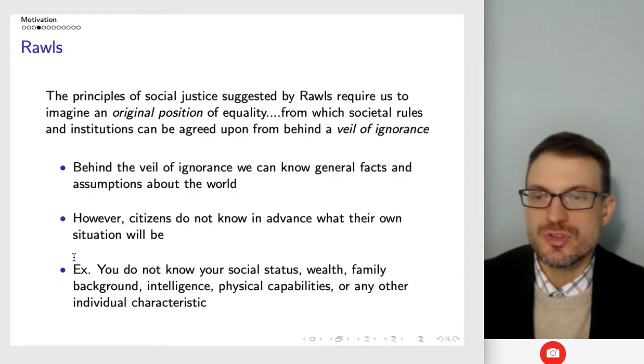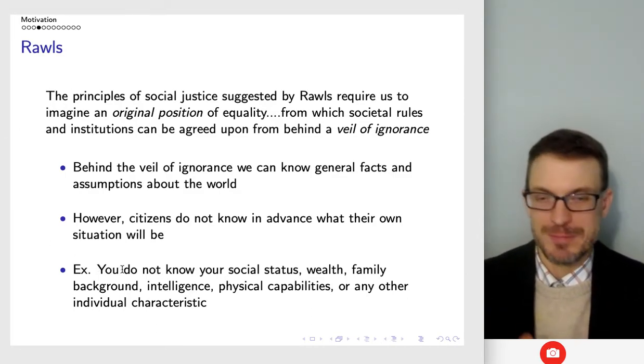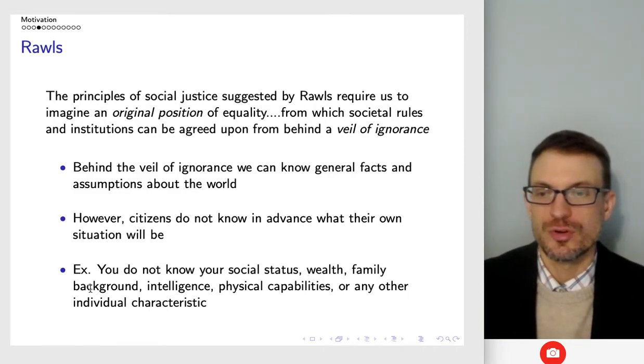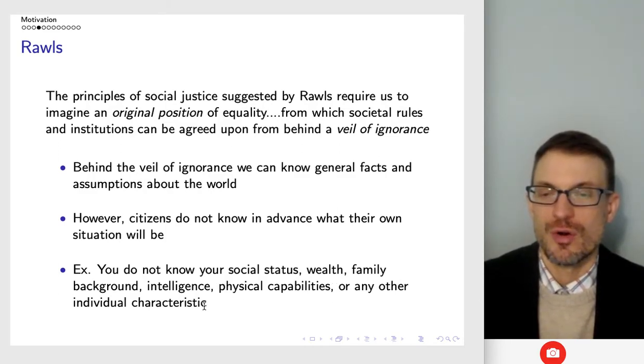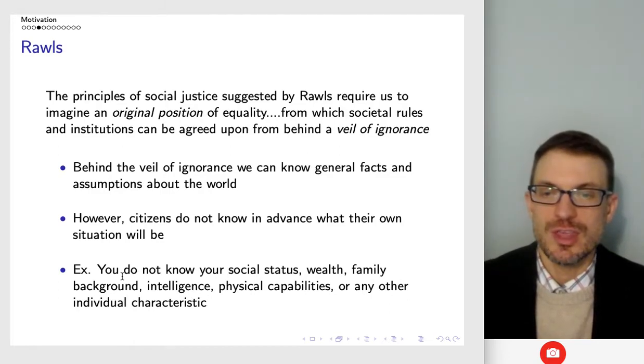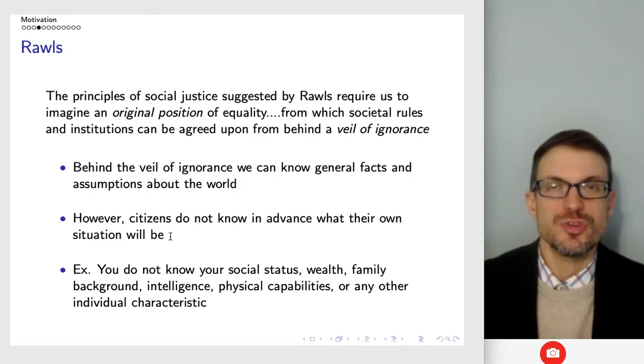So suppose you do not know, in the original position, at our starting point, behind a veil of ignorance, your social status, your wealth, your family background, your intelligence and physical capabilities, or any other individual characteristic, right? Given that you wouldn't know any of these features, if you don't know in advance what your situation is going to be, what would you agree to, right?